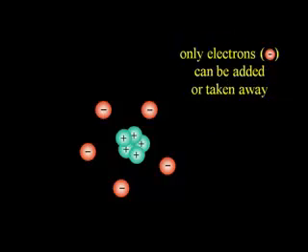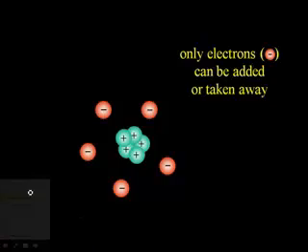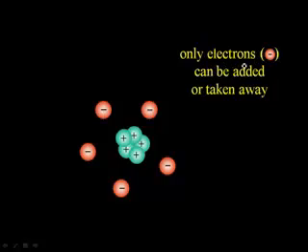And here's a key point to emphasize: only the electrons can be added or taken away. So in forming ions, we are only going to be changing the number of electrons in the atom.